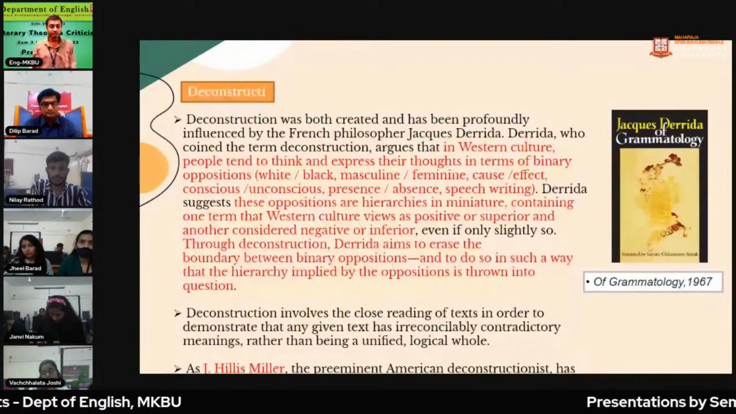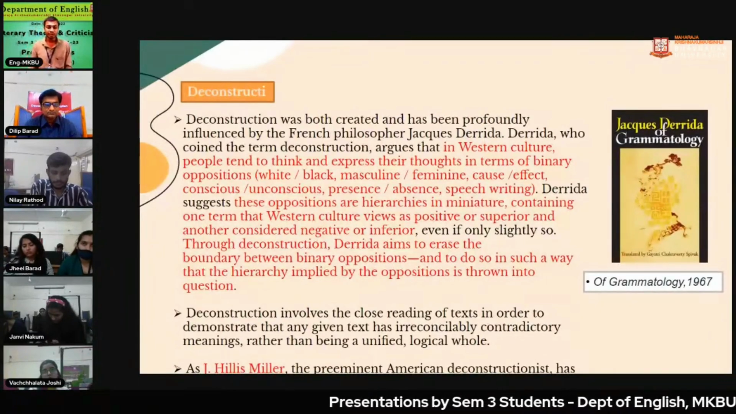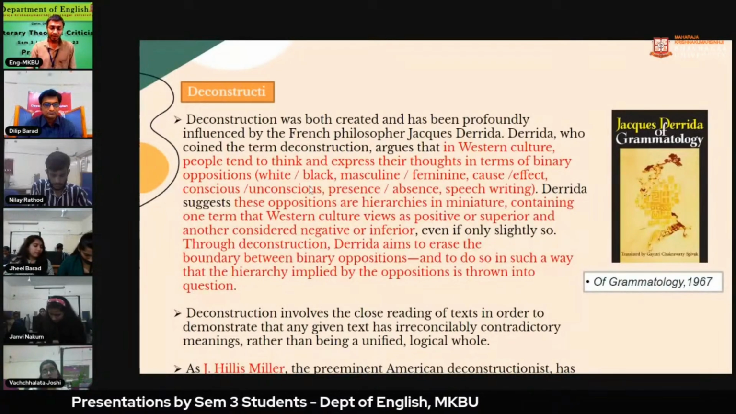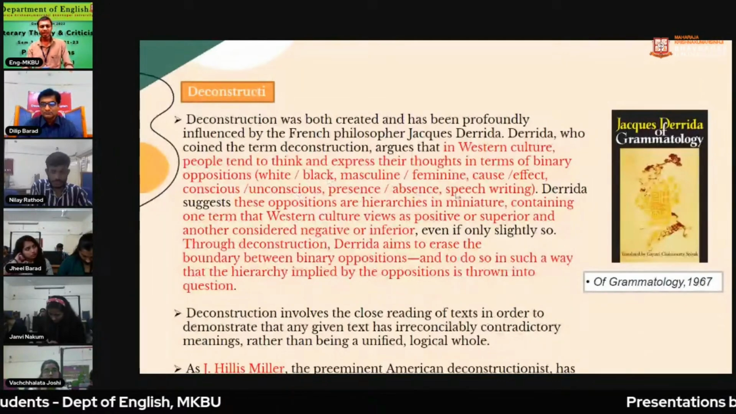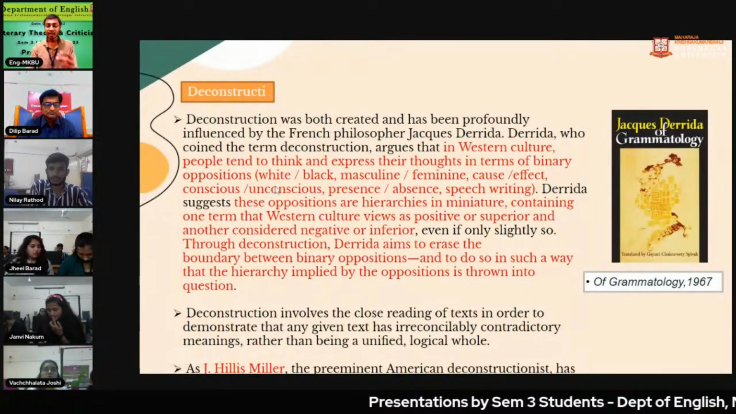So this is how binary oppositions are created, like day and night, black and white, male and female. Opposition: white, black, masculine, feminine, cause, effect, conscious, unconscious, presence, absence, speech, writing, so everything is there. So Derrida suggests these oppositions are hierarchies in miniature.